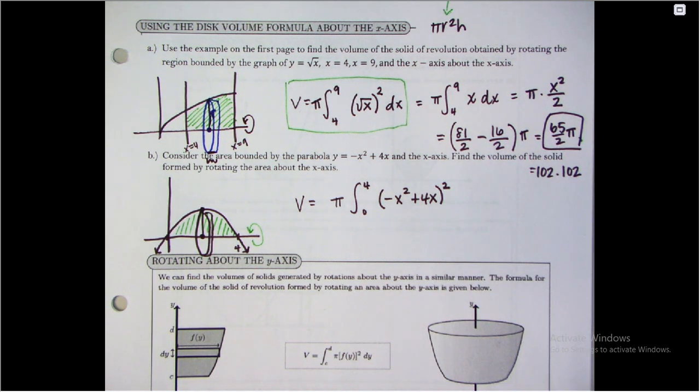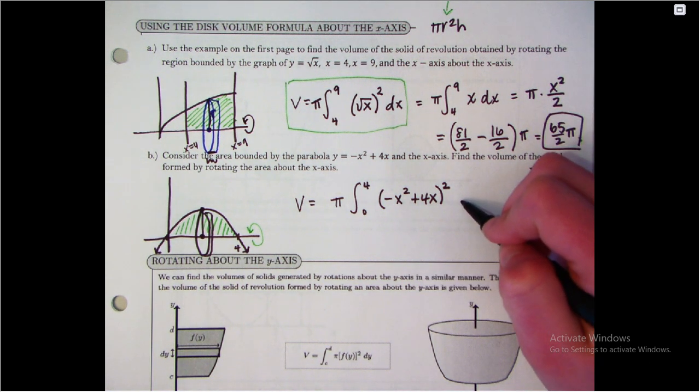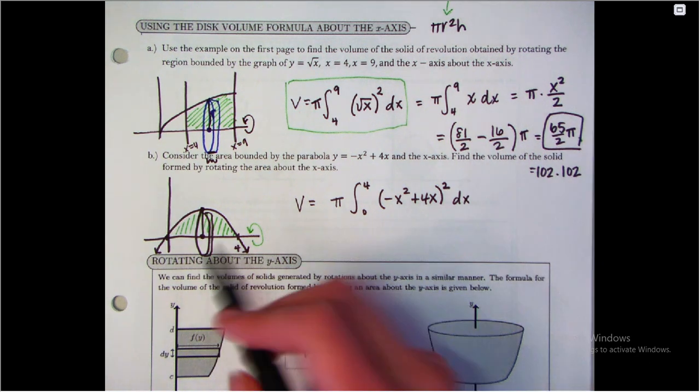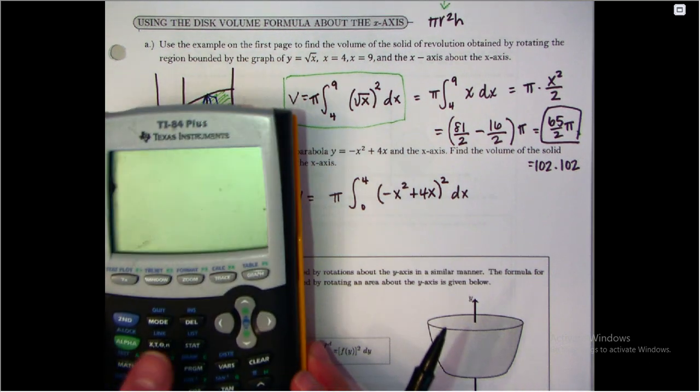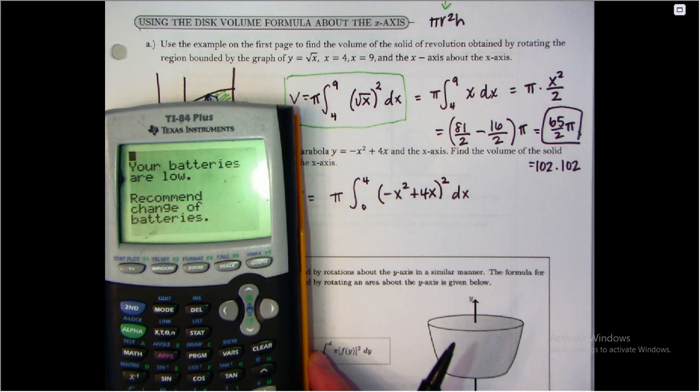Make sure you have them. And then the h would be my dx. It's that tiny little thickness of each of the cylinders. You can do this one by hand. It's going to get a little messy. So let's just jump to our calculator, a little refresher course here.